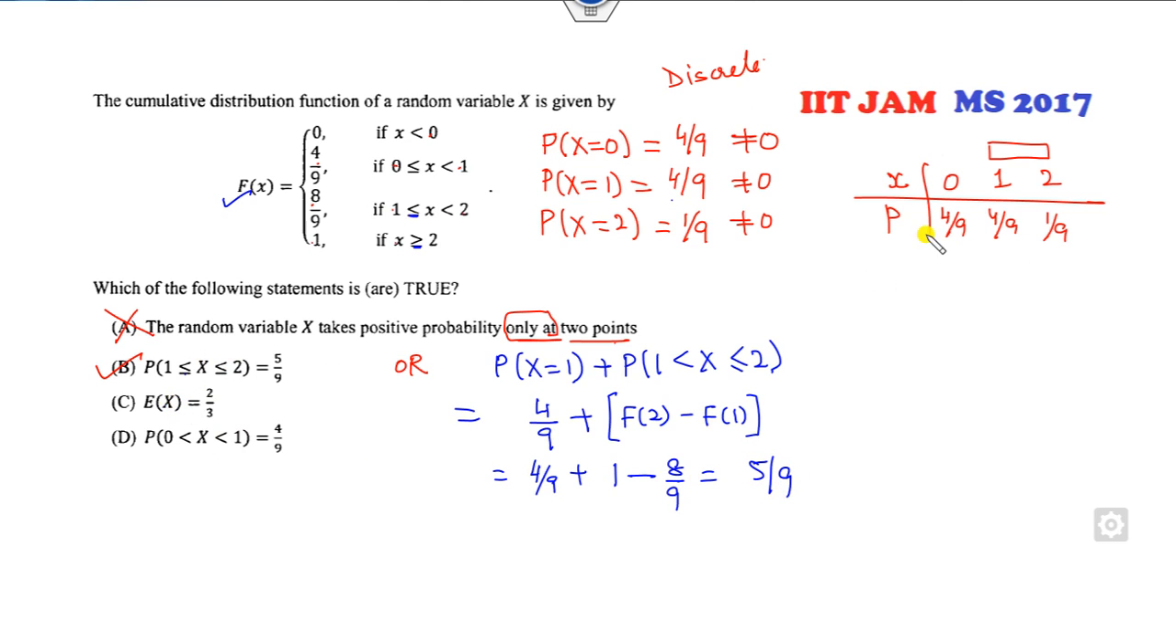What is the expected value? You can see from here. What is the expected value of X? It's 0, 4 over 9, 2 over 9. So it's 6 over 9. 2 over 3 is the right answer.